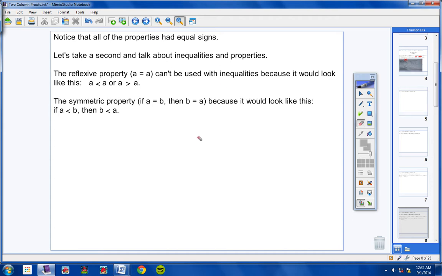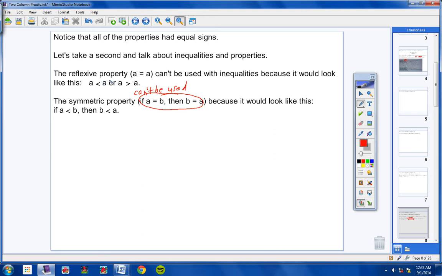The symmetric property can't be used either with inequalities because here's the symmetric property. Look, if A equals B, then B equals A. So now let's try this with inequalities. If A is less than B, then B is less than A. That's impossible. If A is smaller than B, then we can't say B is smaller than A, okay?